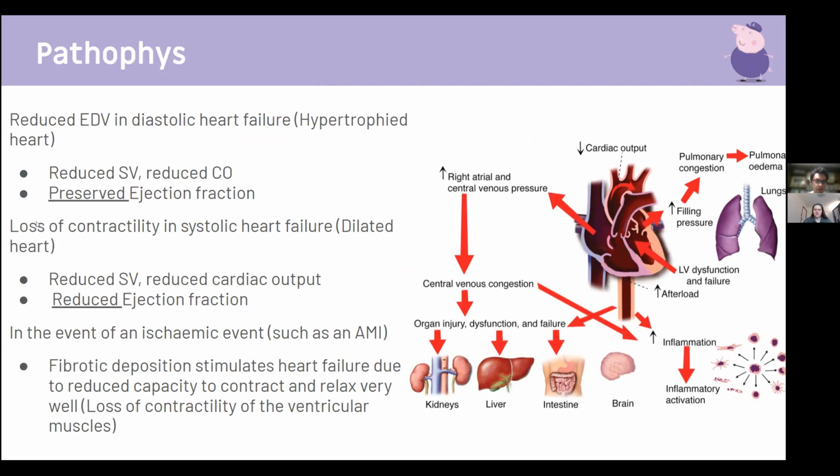In systolic failure, you have loss of contractility, and as a result, you have reduced ejection fraction. In ischemic events, you have fibrotic deposition, and that stimulates heart failure because the heart loses capacity to contract. When it's filled with fluid, it can't dilate as much through that Frank-Starling mechanism to dilate to eventually contract.